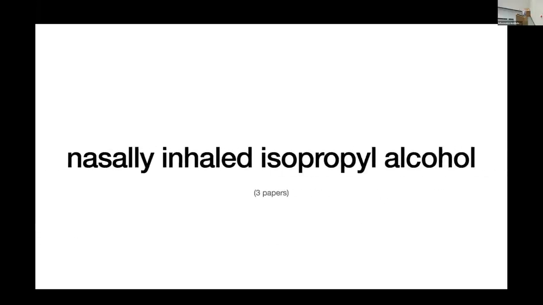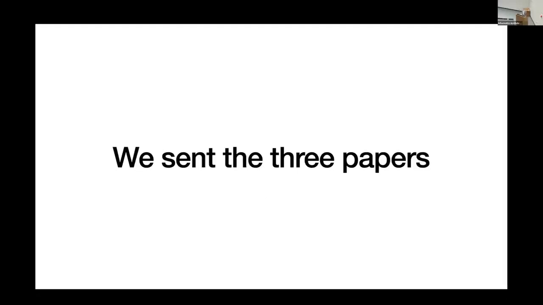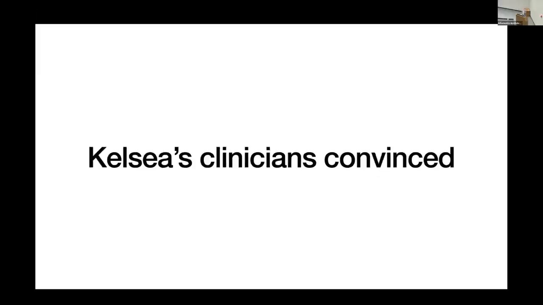And at the top, if you do this as a histogram, there's Zofran. There's 169 papers that say Zofran is something you can do for nausea, not a surprise. But if you zoom down the long tail, you get to really interesting stuff, like nasally inhaled isopropyl alcohol, where there's 3 papers talking about this in a clinical context. And so we sent those 3 papers back to Kelsey's team, and they said, okay, well, we can try it.